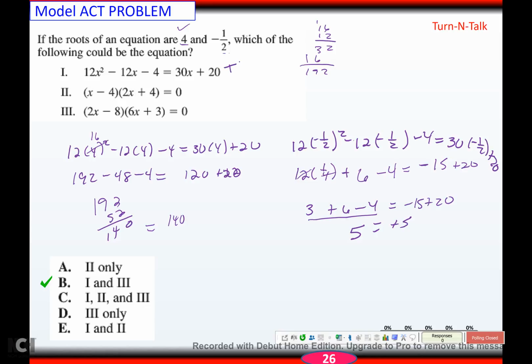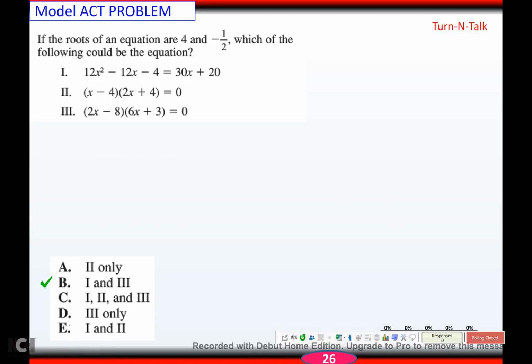Okay, if I try number 2, and I plug in 4, I have 4 minus 4 times 2 times 4 plus 4 equals 0. 4 minus 4 is 0. 2 times 4 is 8 plus 4 is 12. But 0 times, that's true.